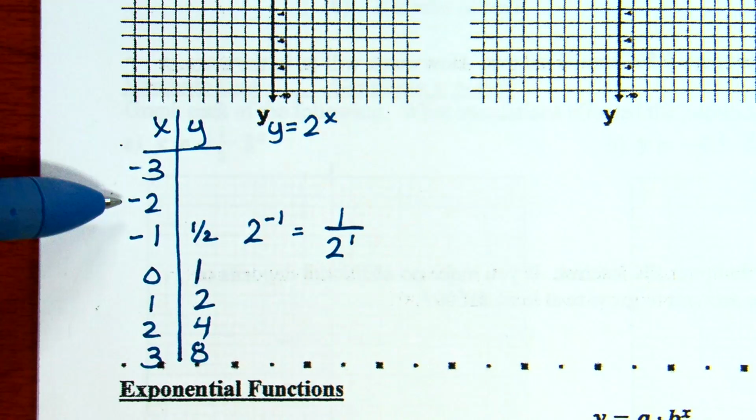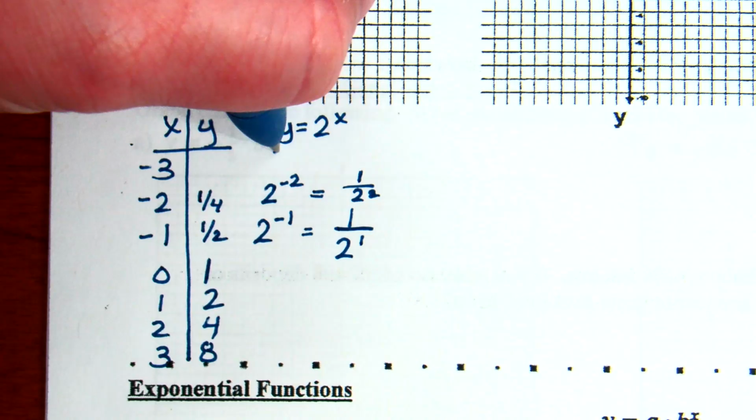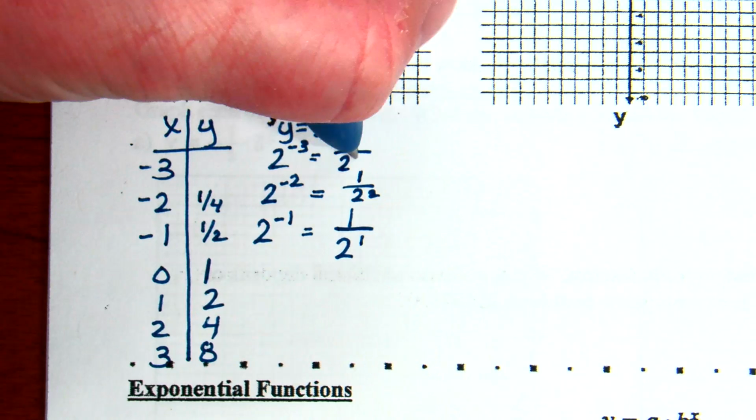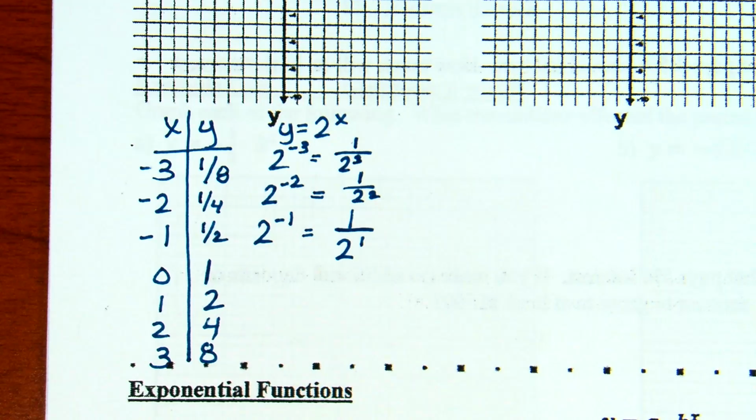Do you know how to do negative 2 without a calculator? 2 to the negative 2. How am I going to rewrite that? Yeah, 1 over 2 to the second. And what is 1 over 2 to the second? 1/4. What about 2 to the negative third? Officially, it's 1 over 2 to the third, which is 1/8. Notice in this situation, it's just the reciprocals of the positive values, right?